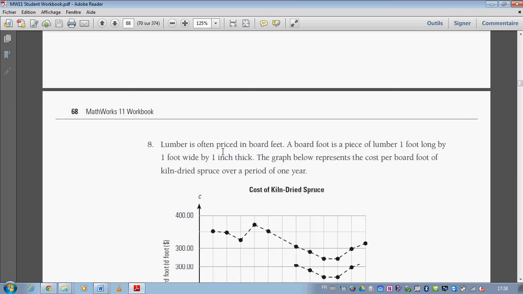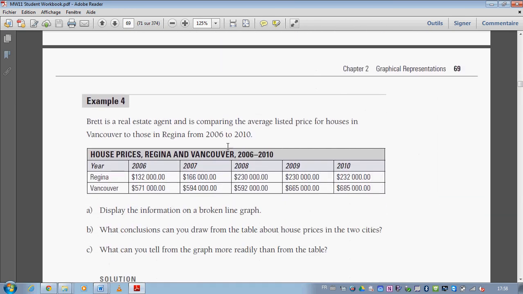Okay, so we've got a few build your skills questions. Example 4: Brett is a real estate agent comparing the average listed prices for houses in Vancouver to those in Regina from 2006 to 2010. This right here would be your title on your broken line graph. As we already said, the year, anything that deals with time, is usually your independent variable and will be on the x-axis. And the prices that fluctuate are the dependent variable because they depend on the year, and would be on the y-axis.